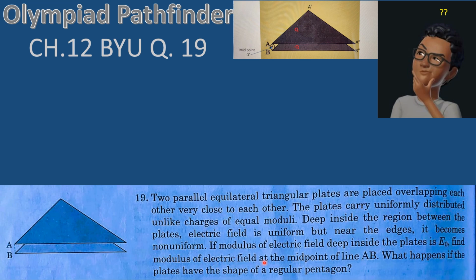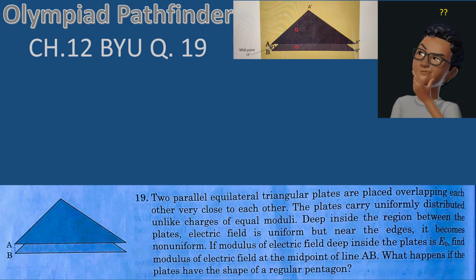Find the modulus of electric field at the midpoint of line AB. This is the line AB. At the midpoint, what will be the electric field intensity? Modulus. That is the first question. Second is, what happens if the plates have the shape of a regular pentagon? Means instead of an equilateral triangle, if a regular pentagon plate should have been there in the pair, with all other things kept the same, what will be the electric field at the midpoint of AB?